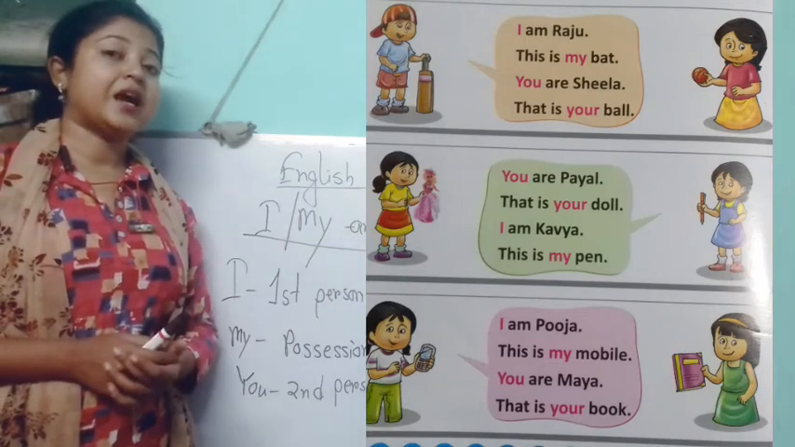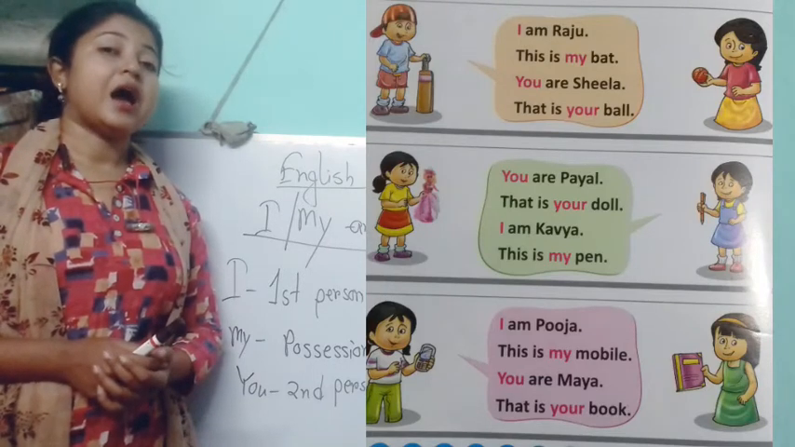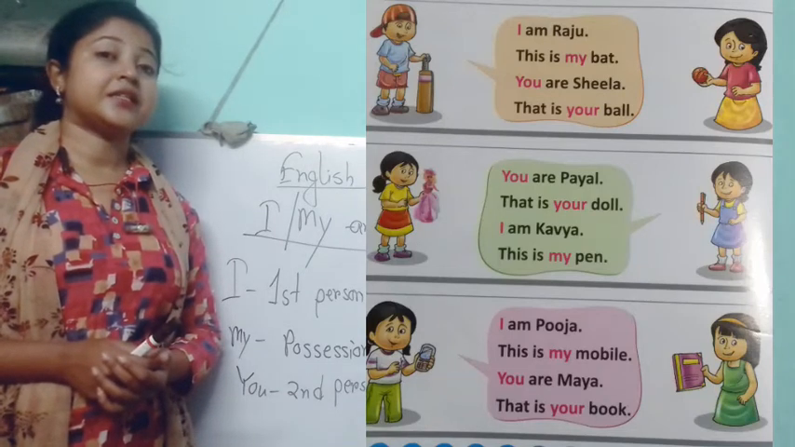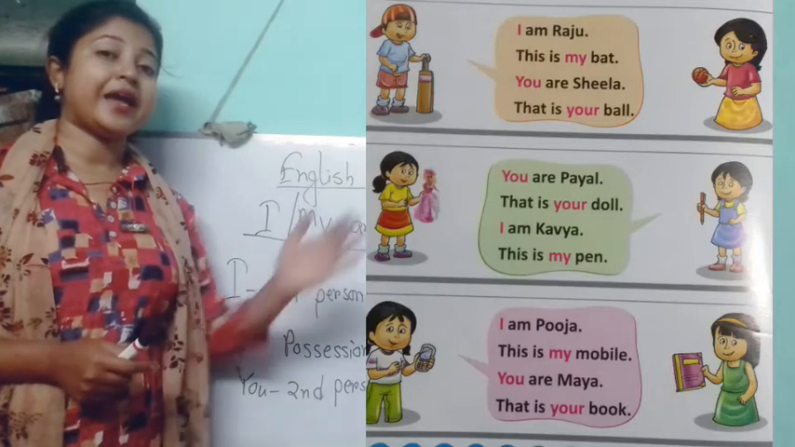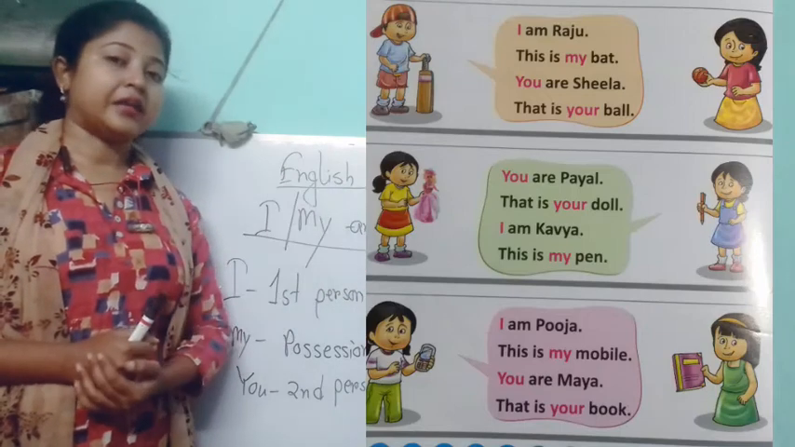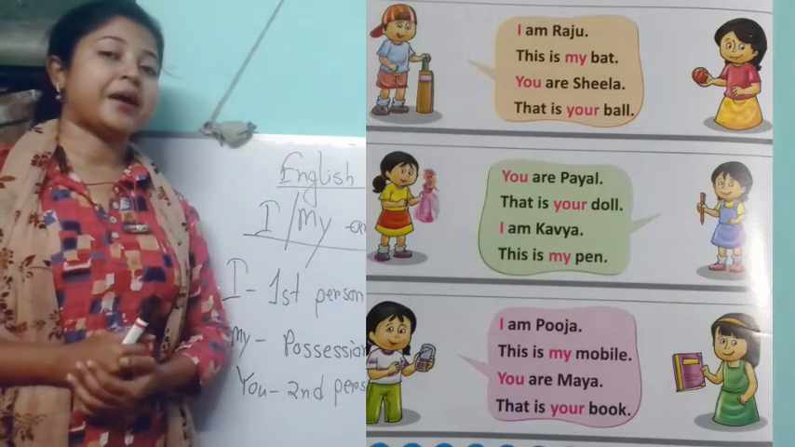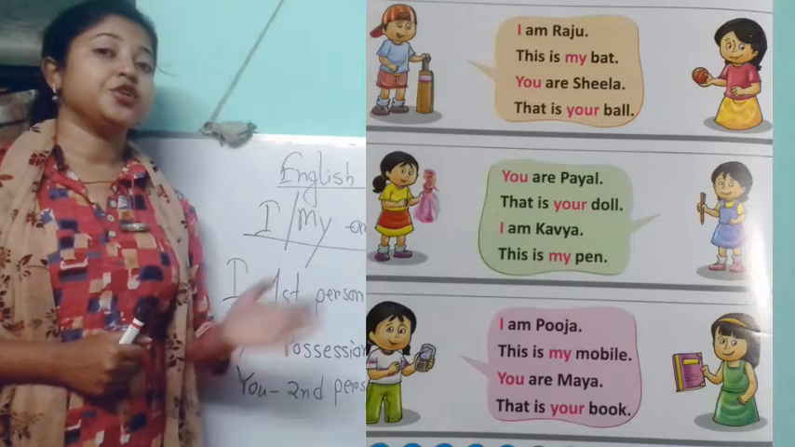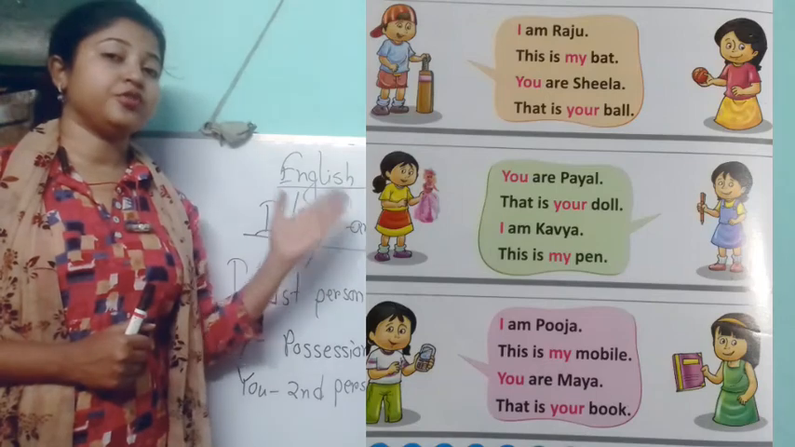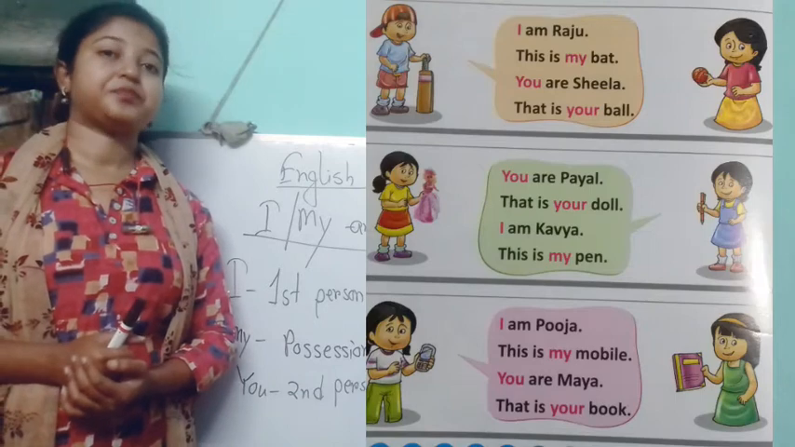The boy is indicating himself, so he is saying, I am Raju. Here I is first person. And when he is saying this is my bat, see, I and my are in red color. That means my is used to indicate the position of I. And when the boy is saying, you are Sheila and this is your ball, for you we are using your and for I we are using my. Okay, hope you have understood.